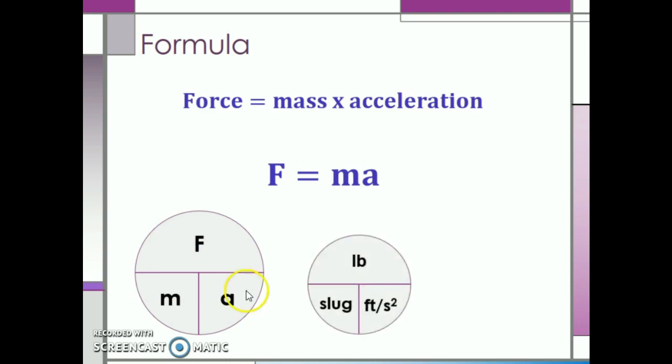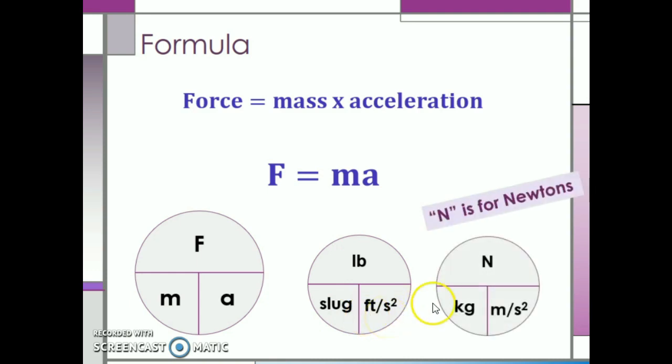In the English system, force is measured in pounds, abbreviated lb, mass is measured in slugs, and acceleration is measured in feet per second squared, just like before. In the metric or SI system, force is measured in newtons, abbreviated N, mass is measured in kilograms, abbreviated kg, and acceleration, like before, is measured in meters per second squared.